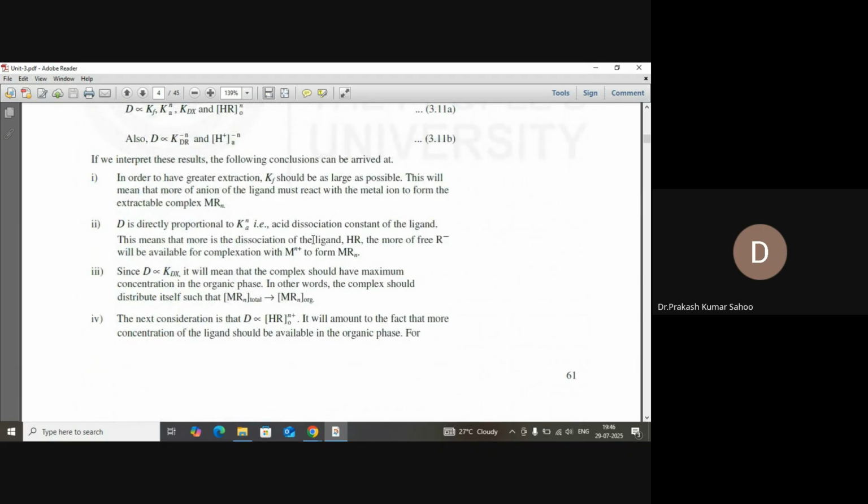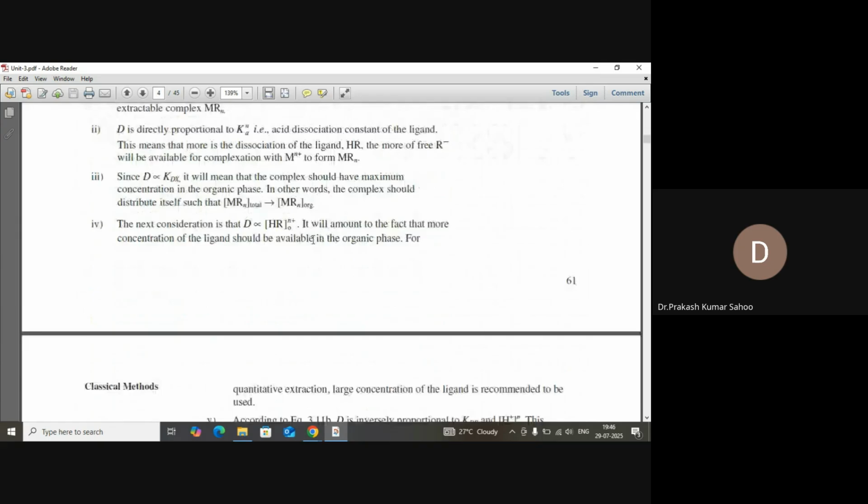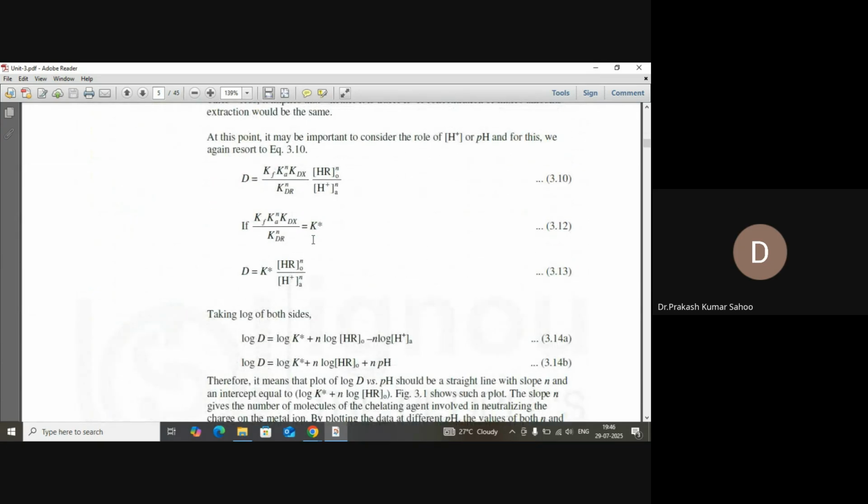So trying to understood these things. Very easy questions. Just remember, at the denominator we have the organic part, and at the numerator we have the aqueous part. Okay.